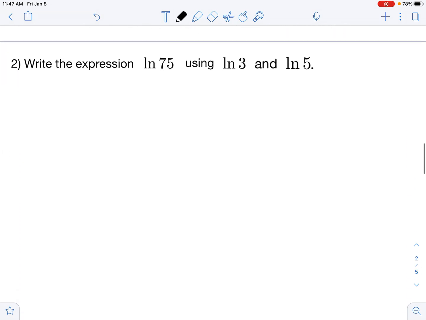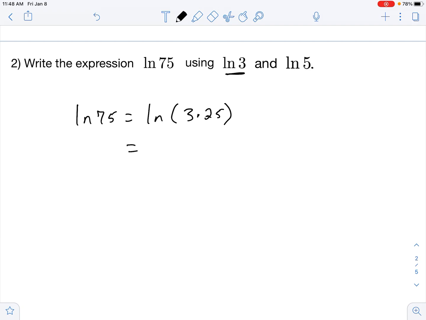All right, let's look at this one here. So we want to write the expression ln of 75 using only ln of 3 and ln of 5. All right, well, what I can do here is I can say that this would be equal to ln of 3 times 25. So that takes care of, I have an ln of 3 in there. But then we look at 25, I'm like, well, how can we get that to be a 5? Well, we can say that this would be ln of 3 times 5 squared. See, so now I have the 3 and I got the 5.